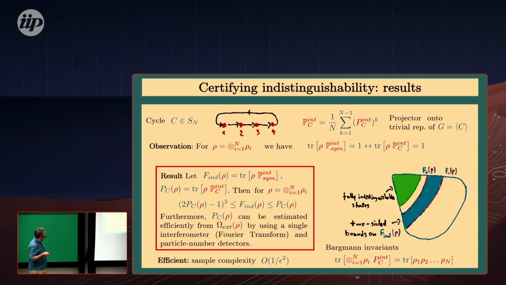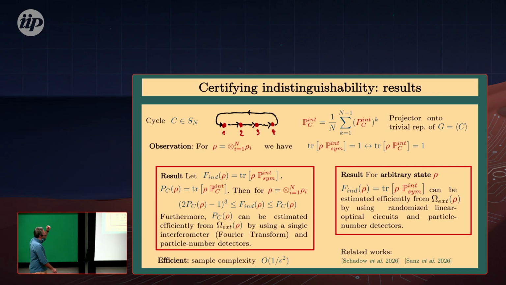And one comment is that those cyclic permutations, as Ernesto mentioned last time, give rise to Bargmann invariants, which we analyzed in earlier works with Ernesto. Then I have the second result. One can wonder, what if my state is not a product? I can have correlations between sources. I can have entanglement, like Candela has an entangled source, entanglement in internal degrees of freedom. So what then? You can still estimate this fidelity efficiently by just doing randomized linear optical circuits and particle number detectors.